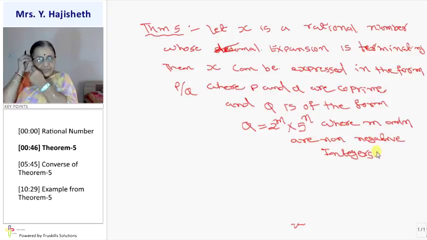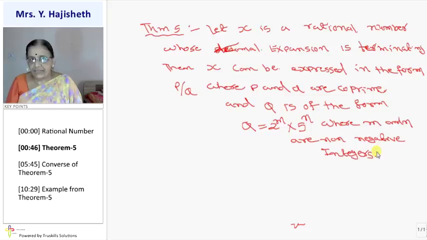Theorem says that if x is any rational number and it is terminating, then x can be expressed in the form p by q, where p and q are coprime and q, the denominator of the rational number, is always of the form 2 raised to m into 5 raised to n. Meaning q has only two factors, 2 and 5 only. It does not have any factor other than 2 and 5. Clear? Then it is always terminating.